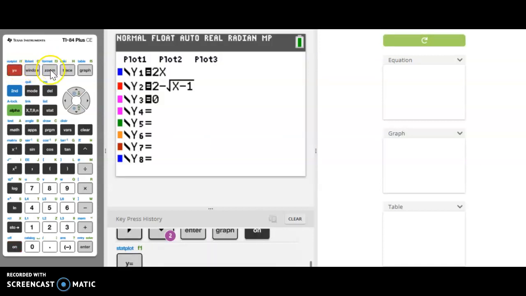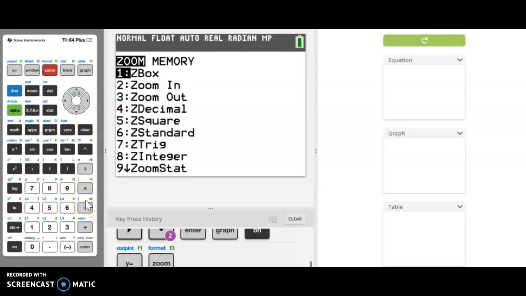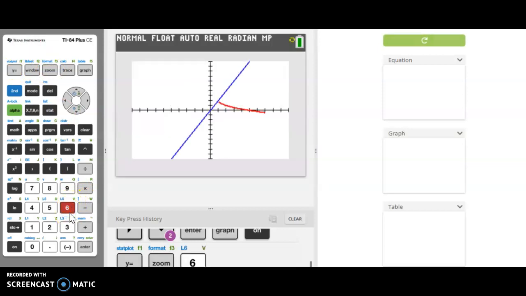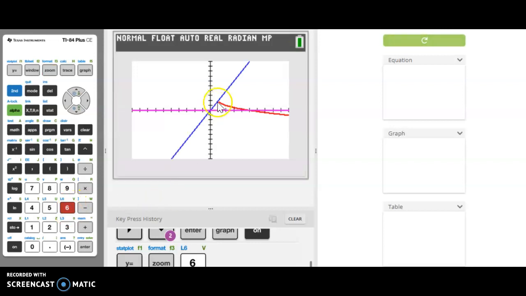And as always, I'm going to do a zoom what? You said it. Good. Zoom 6. So here's my zoom 6, y equals 2x, y equals root x, and then there's that y equals 0. You can see my region here.